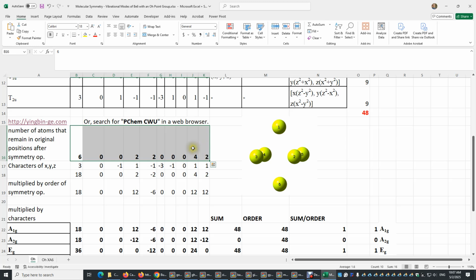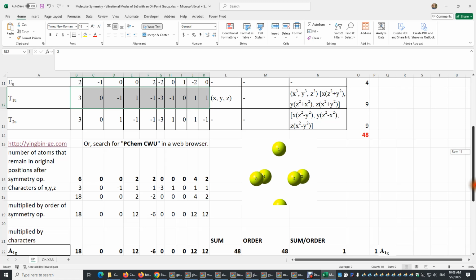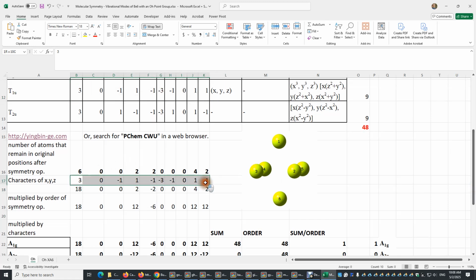We multiply these numbers by the characters of x, y, and z. So let's look for x, y, and z. You may view x, y, and z as unit vectors in the x, y, and z directions, or dipoles in the x, y, z directions, or px, py, pz orbitals. Anyways, we have the characters here. You can see it's 3, 0, minus 1, 1, minus 1, etc. And we copy that here. That's just the characters of x, y, and z.